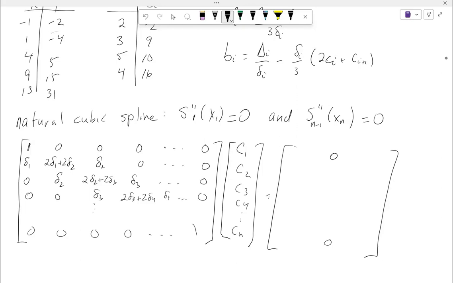Continue down. I'm going to write in the last row here. We'd have zeros here until the very end. Your last one is going to have a delta n minus 2, a 2 delta n minus 2 plus 2 delta, oops, I didn't leave myself enough room.